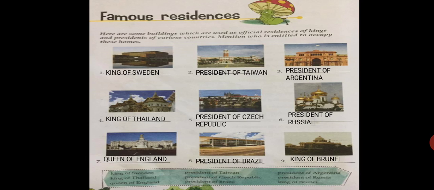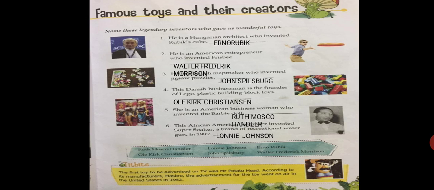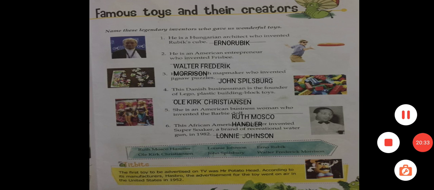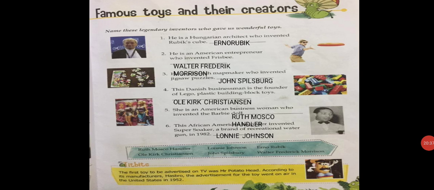Okay, beta. So, today's second point is over. Now, we will reach today's last topic. What is today's last topic? Today's last topic is famous toys and their creators. What will we come to know from this topic? We will come to know about some legendary inventors who invented some world famous toys. Who are they? Here are some clues given in the book. We just have to name them.